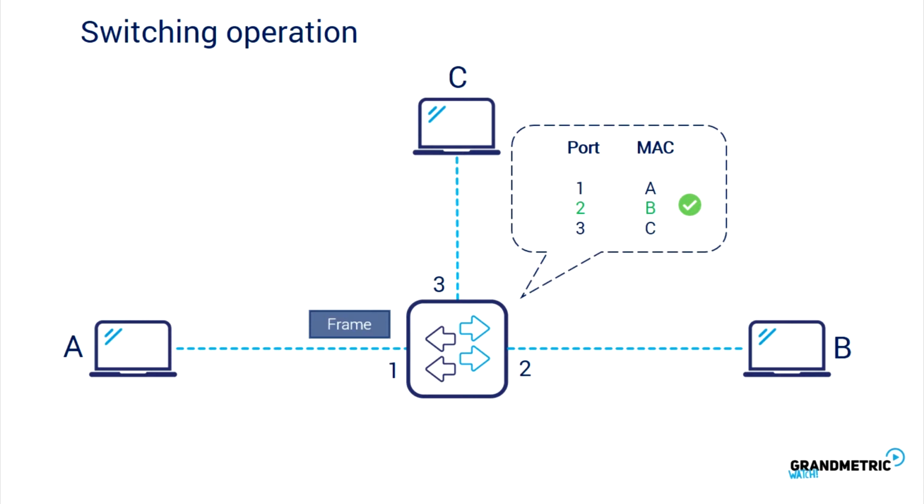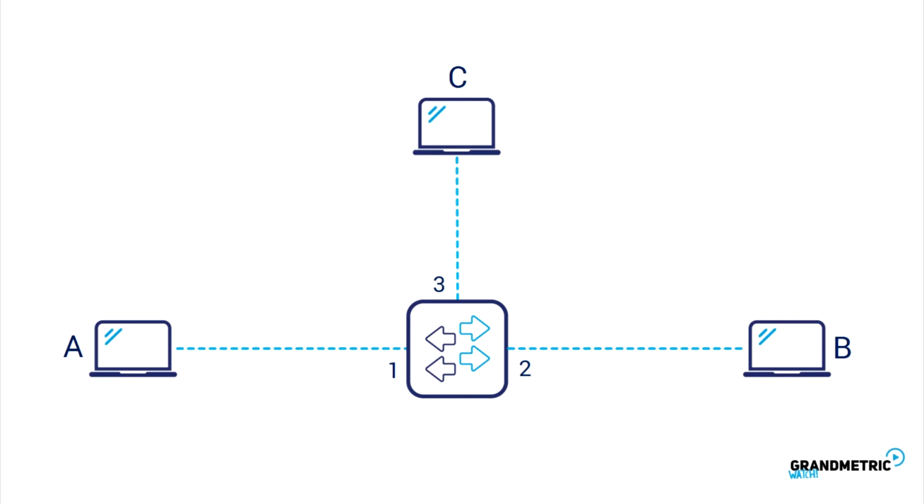Let's concentrate on the switching operation, the primary role of a switch. When a frame comes into the switch port, the switch needs to decide which port to switch the frame out of. It consults a table in memory which stores port and MAC address pairs. Important to remember, the switch doesn't look into the IP packet. It forwards the frame as is.